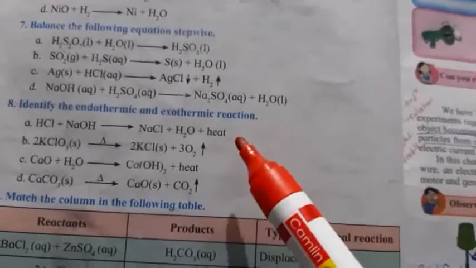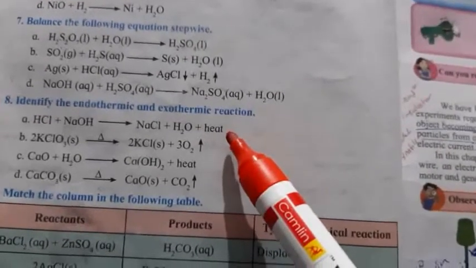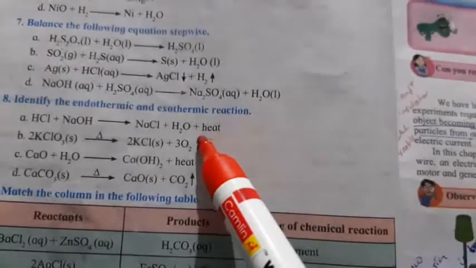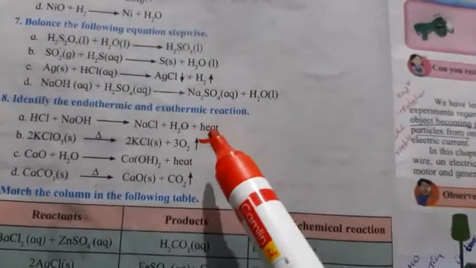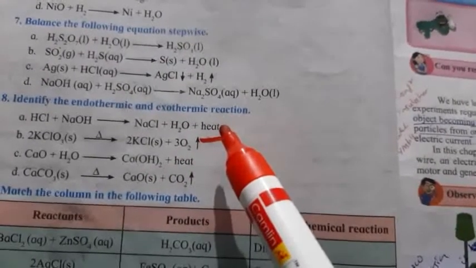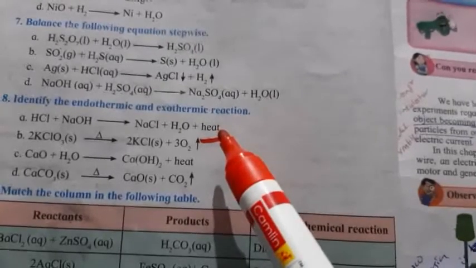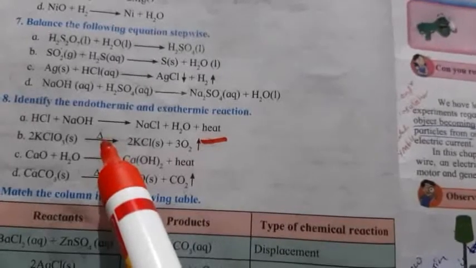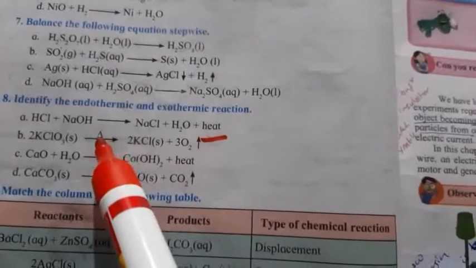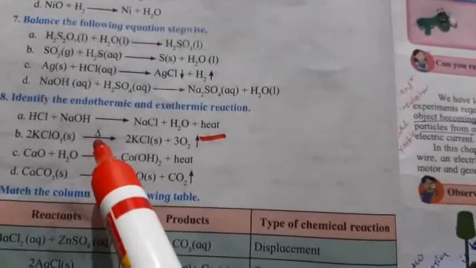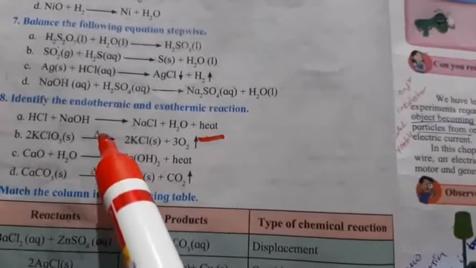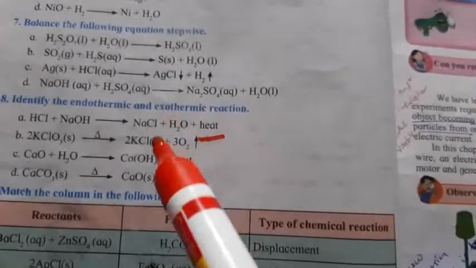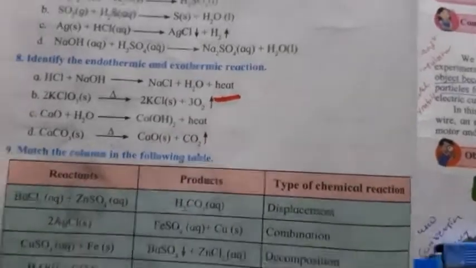See, whenever there is an exothermic reaction, means when heat is given out during the reaction, this word heat is written. So from that we can identify. If the word heat is written on the product side, that will be an exothermic reaction. And if a triangle symbol is given on the arrow, it means that the reaction requires heat from outside. So this will be endothermic. So these two are endothermic, that is, second and fourth are endothermic, and first and third are exothermic reactions.